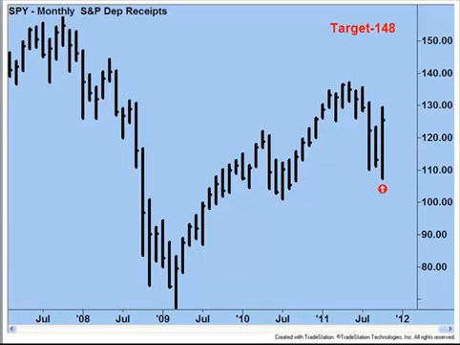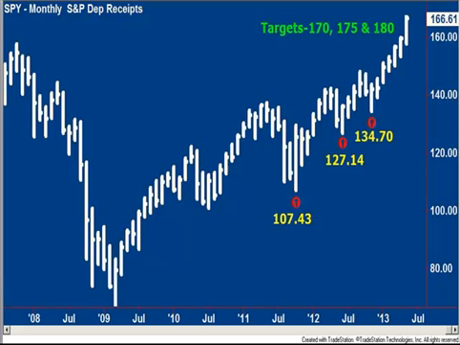Next, we have a monthly chart of the S&P. The S&P also posted a wide-range bullish reversal in October 11. At that time, we said the next upside target for the S&P is 148. Key support lies at the October low of 107.43. The S&P, like the Dow, went way beyond the initial target. We raised the targets each time it made a new swing low.